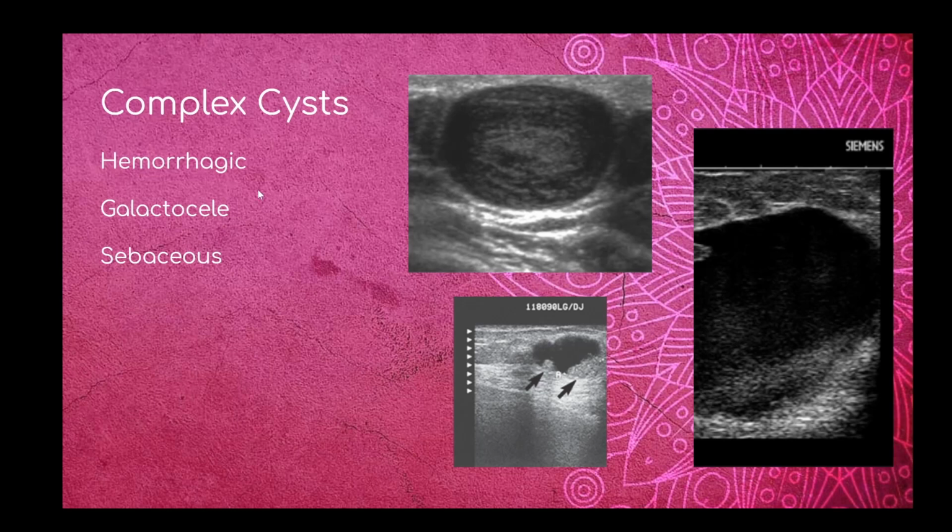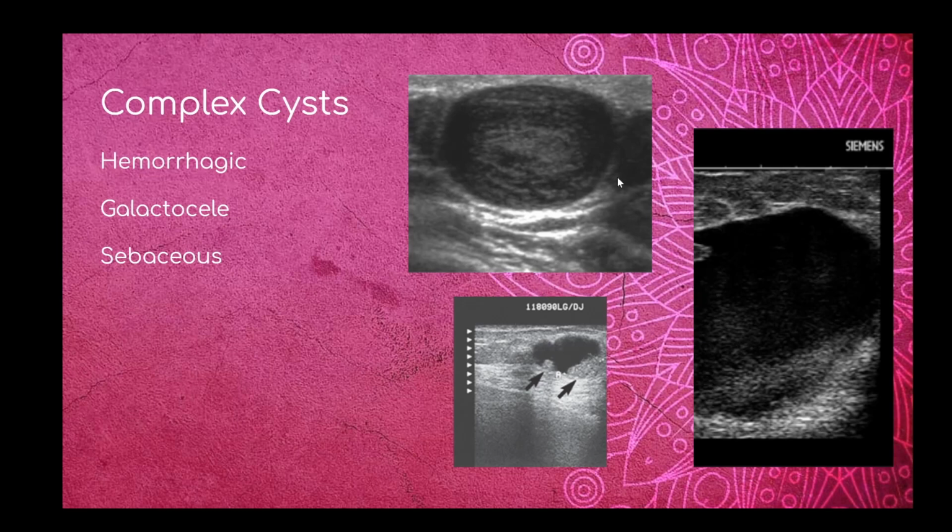Galactoceles are milk-filled cysts. So here we have a cyst with some debris in it. If this was aspirated, we'll probably get a milky substance out of this one, and that would be our galactocele. And then you can also have sebaceous cysts, which again are kind of plugged sweat glands, usually filled with debris and sweat and that kind of junky looking stuff. So all of these can be complex cysts, but they are benign.